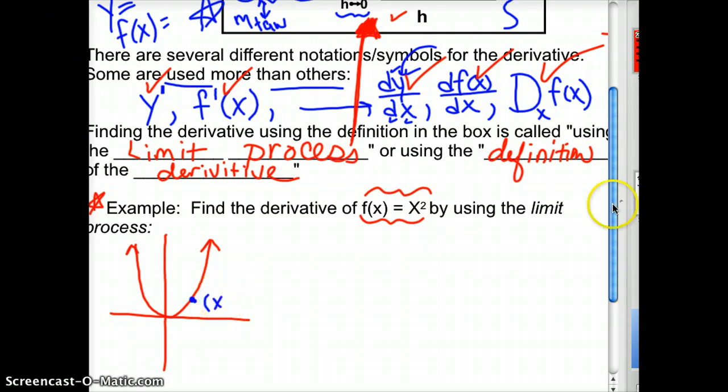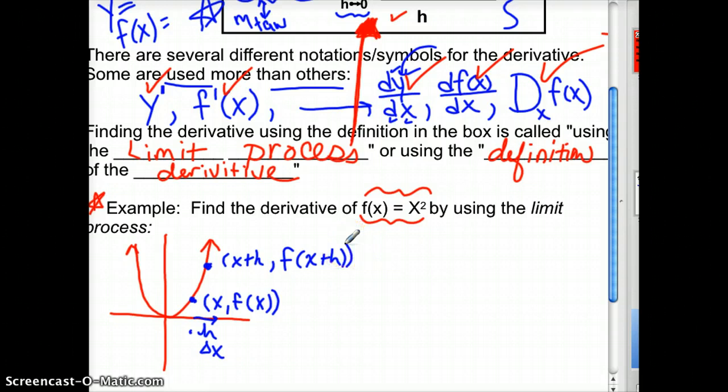At this point I've got some value x and f of x. And at another point on here that I move over a tiny little bit that we're calling h or delta x, but I'm going to use h for today. We've moved over h on the x-axis, and then we'll find the y value at that new x value. So right here is that secant line, and we're in search of the derivative, which is the slope of this green one, or this tangent line.